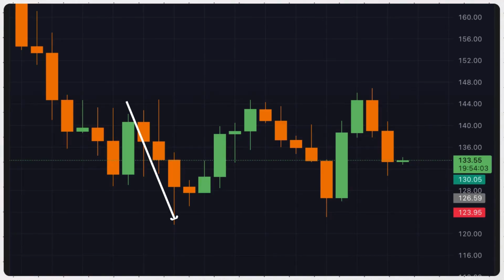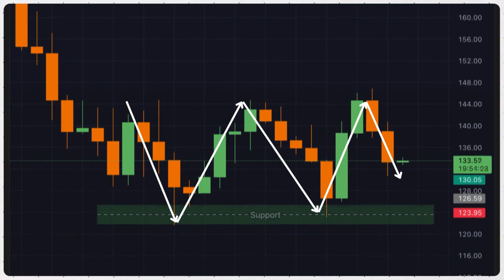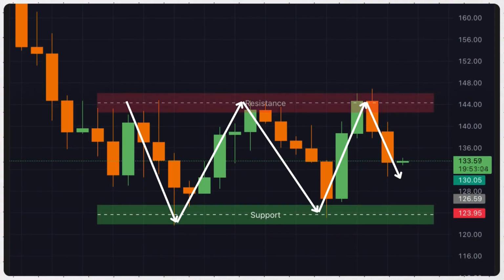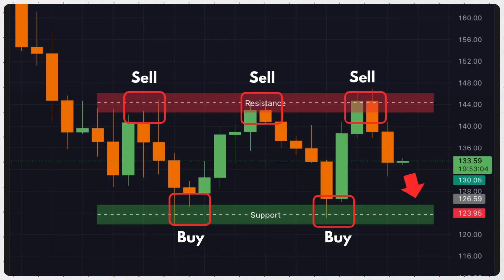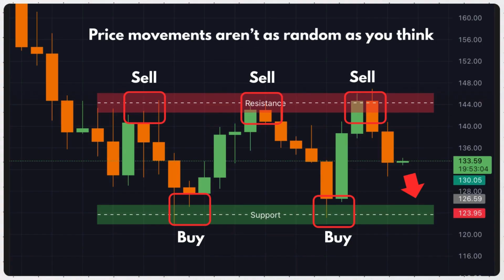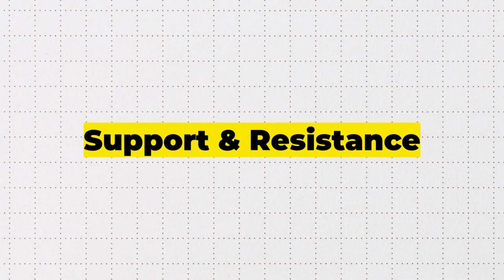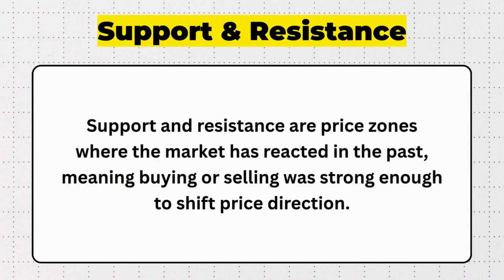If you've ever watched price suddenly bounce at a certain level or get rejected out of nowhere, chances are you are looking at support or resistance in action. These two concepts are some of the most important things you can learn as a trader because once you understand them, the chart stops feeling random and starts feeling much more structured. Support and resistance are simply areas on the chart where price has reacted before, places where buying or selling became strong enough to change the direction of the market.